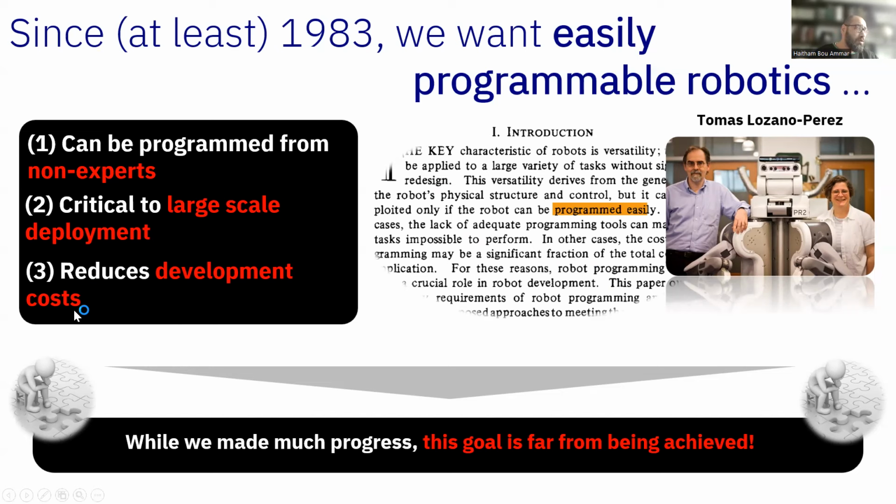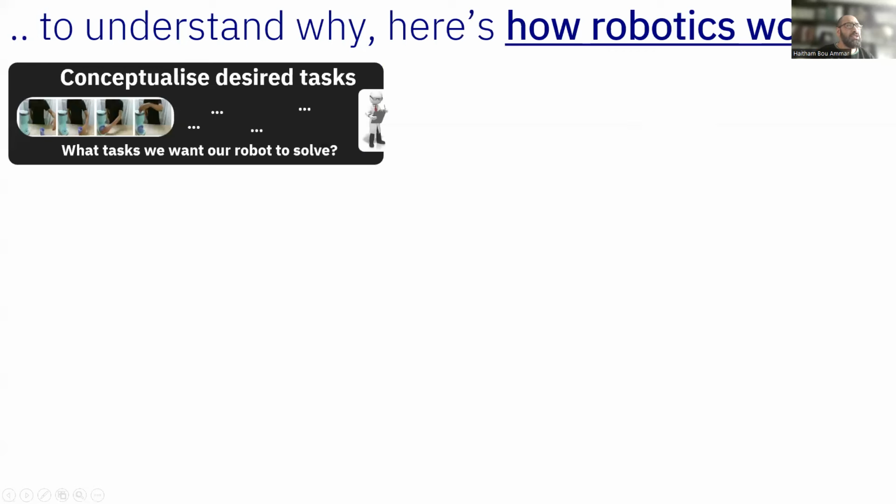This reduces the development costs a lot, because today a big chunk of the cost in robotics actually goes to the development of robot programs in order to control those robots. So from my point of view, we made so much progress in robotics, but we're still far from achieving this goal. So let us understand how robotics works today, more or less.